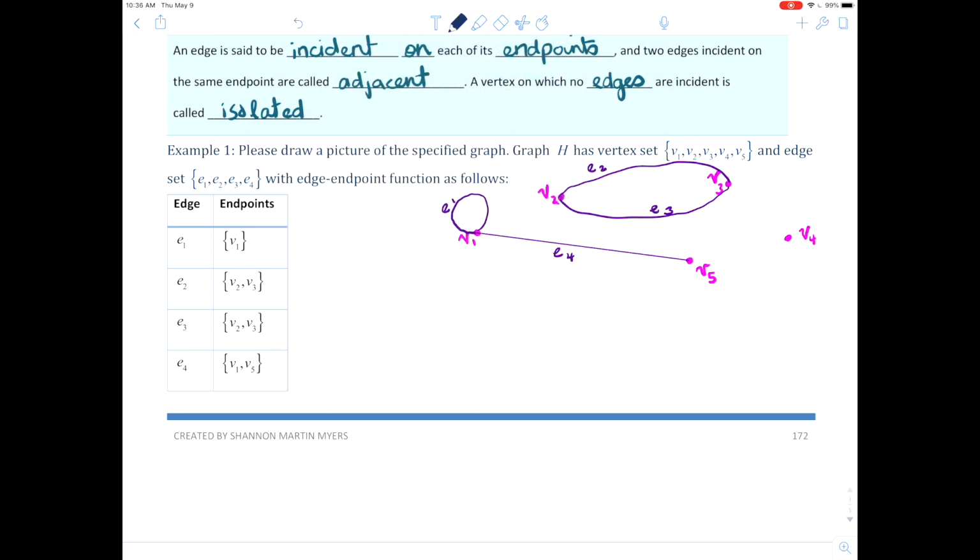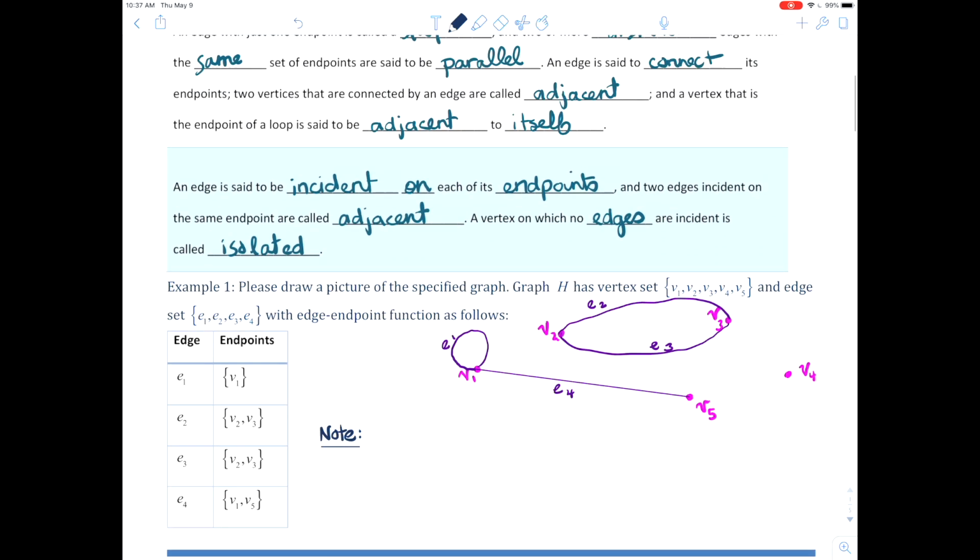All right. So one note is that if we look for any parallel edges, are there any parallel edges? What was that definition?